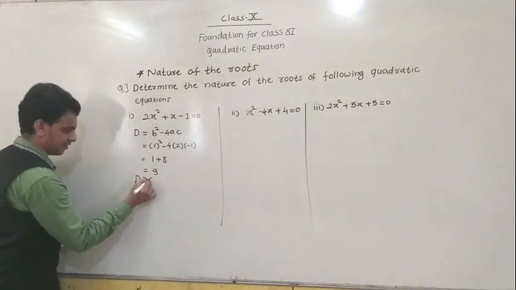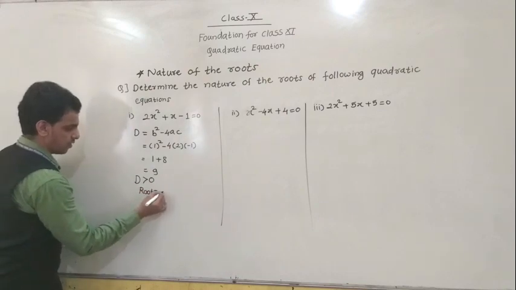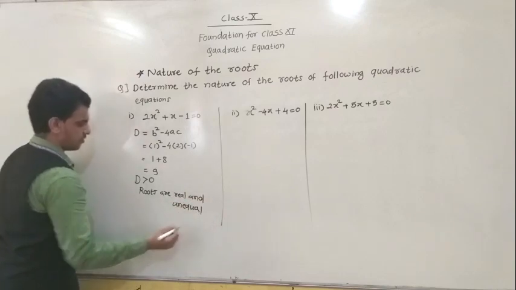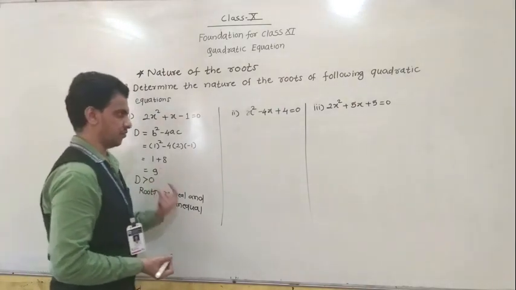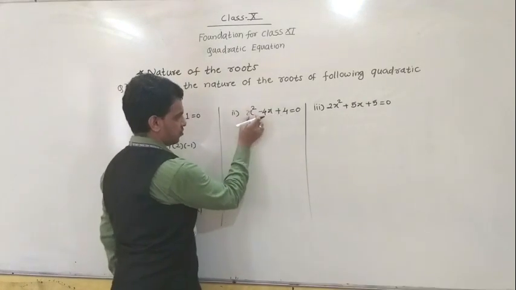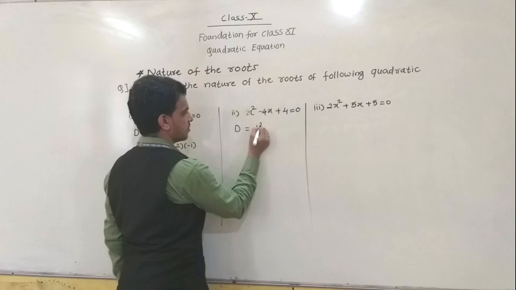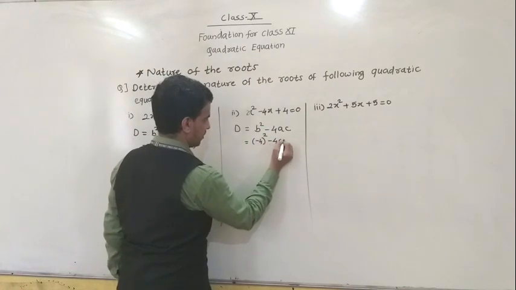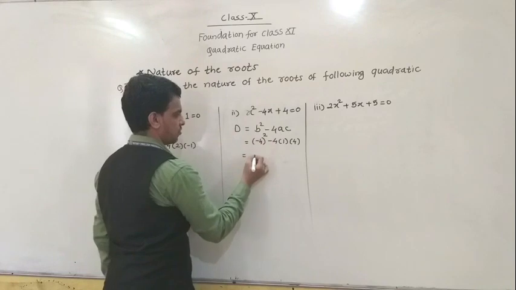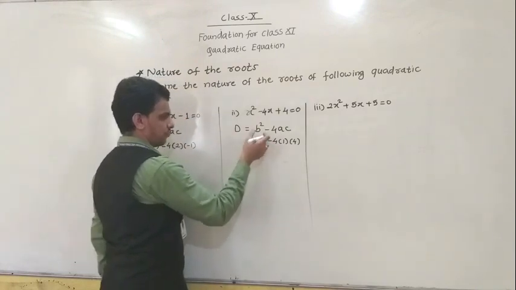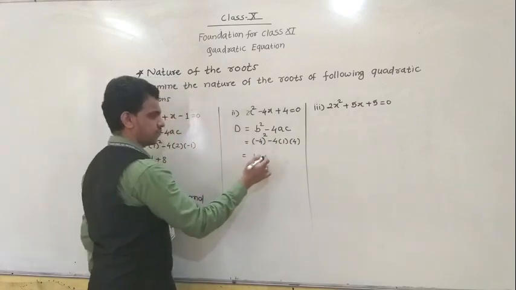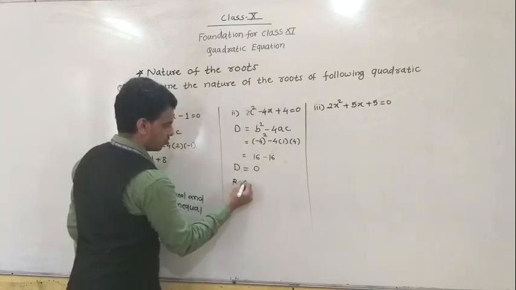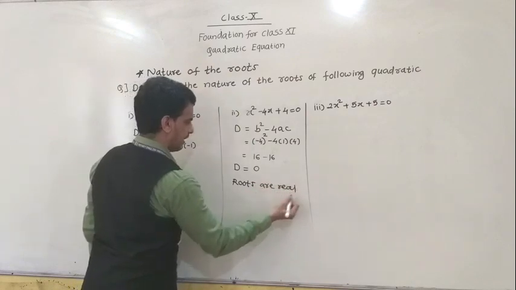So D is equal to 9, that is D is greater than 0. So roots are real and unequal. So if D greater than 0, roots are real and unequal. If the equation is like this, x square minus 4x plus 4, so the discriminant of that is: b is minus 4. So minus 4 square minus 4 into a is 1, c is 4. So minus 4 square is 16. The square of a negative number is positive. So minus 4 square is 16. And minus 16. So D is equal to 0.